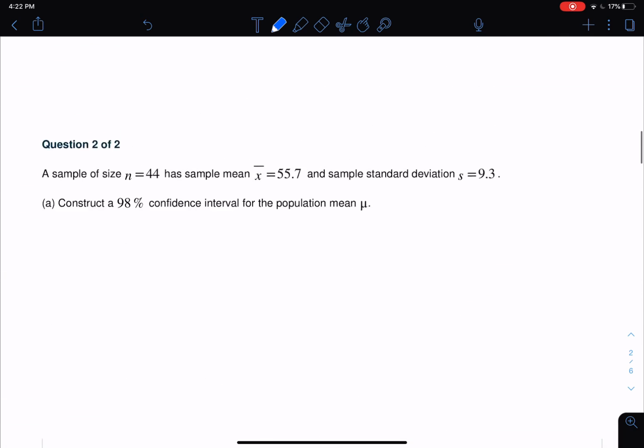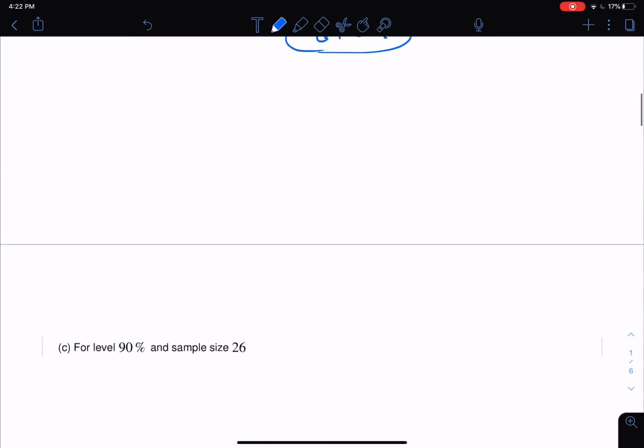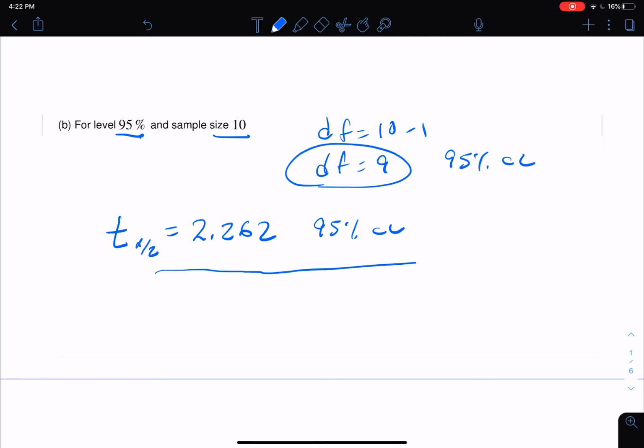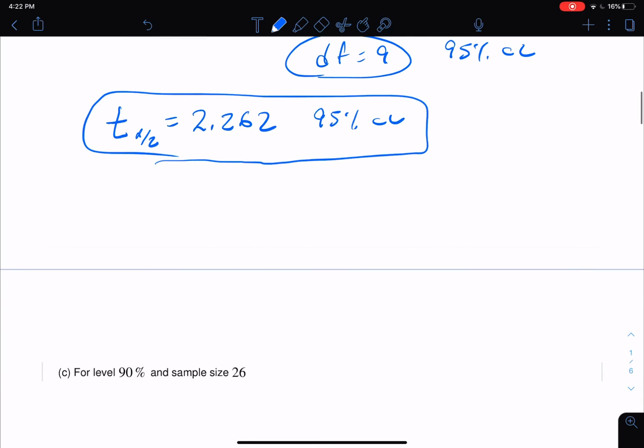So using the proper notation, this is not a z value, it's a t value. T of half alpha, the area in the right tail, is going to be our critical value, which is 2.262, and that's for a 95% confidence level. Part C.